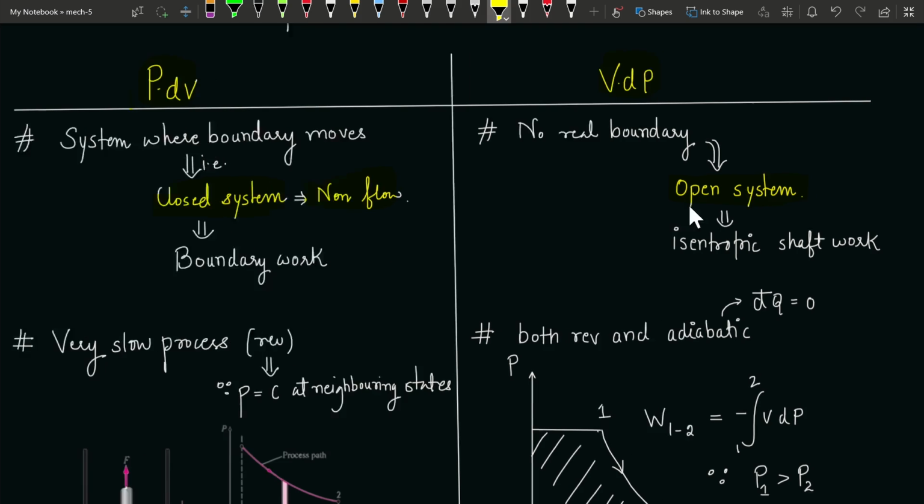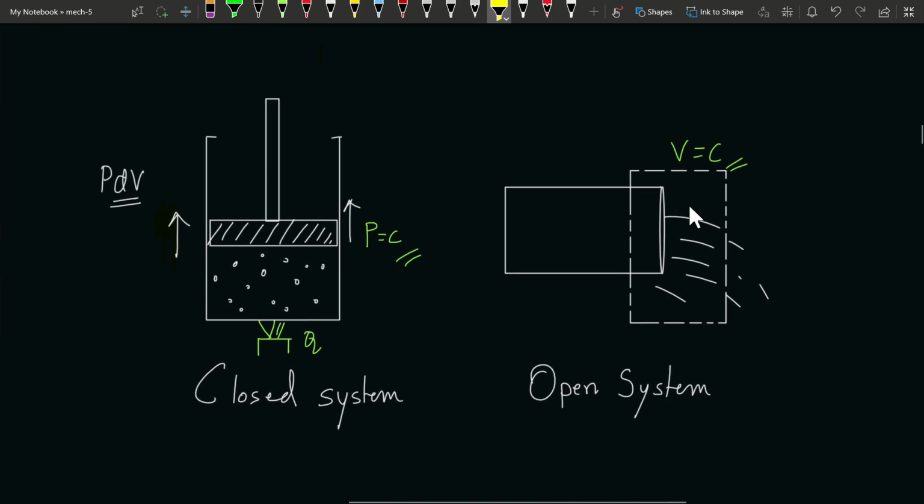Now why is it so? To understand this, we have here a closed system and an open system. In this closed system, you can see we are giving heat to a gas, and this gas is continuously expanding. It is increasing its volume, and there is some change in pressure. When the pressure increases, it is utilized in the displacement of the piston, and that is how we can say the pressure is constant. The pressure remains constant throughout the process while there is some change in volume.